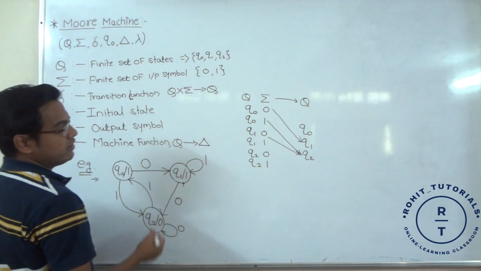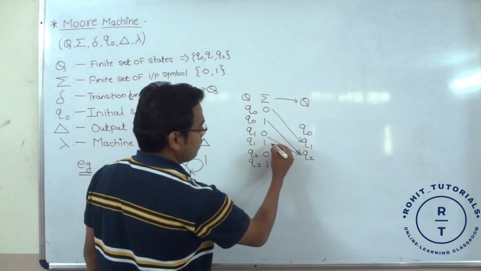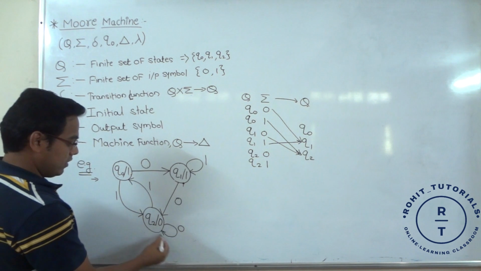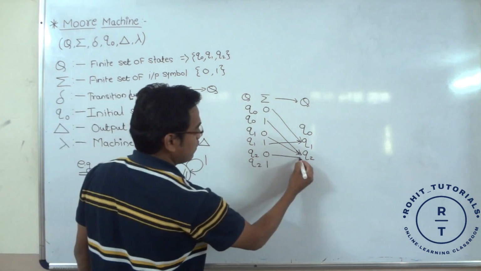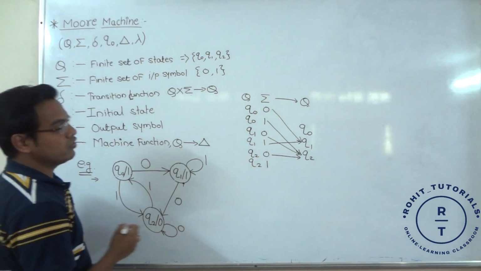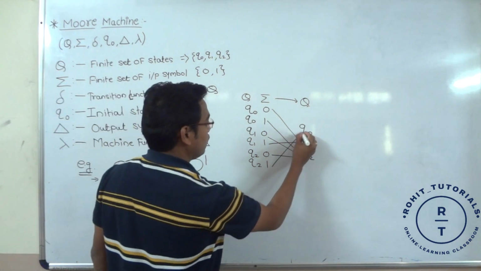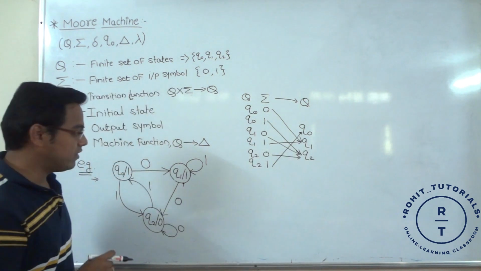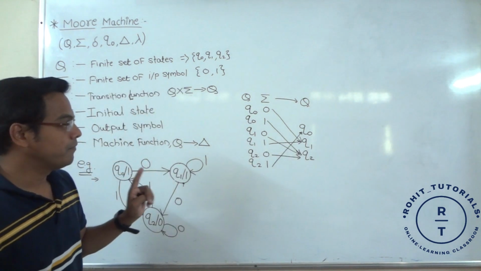At Q1, if 1 occurs, a self loop is present. At Q2, if 0 occurs, it is a self loop. At Q2, if 1 occurs, it goes to Q0. So these are the possible transitions given in the diagram.